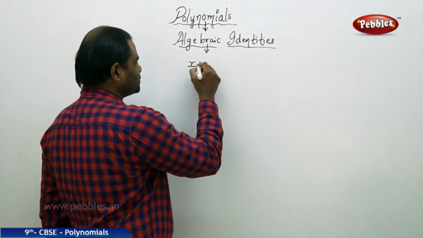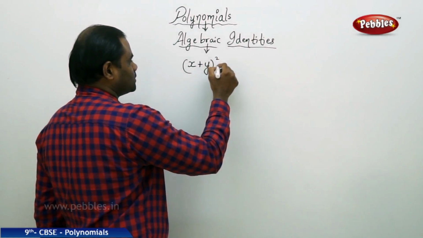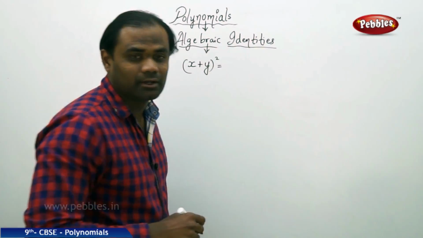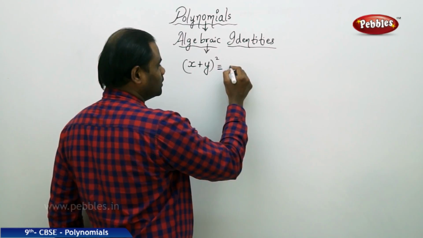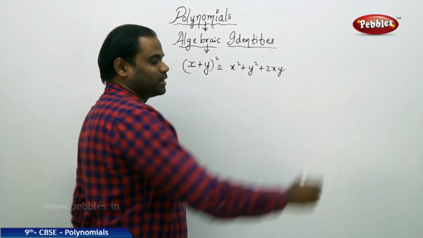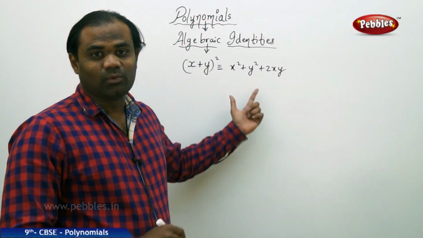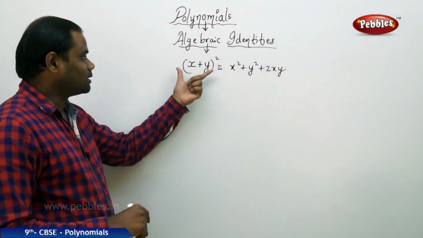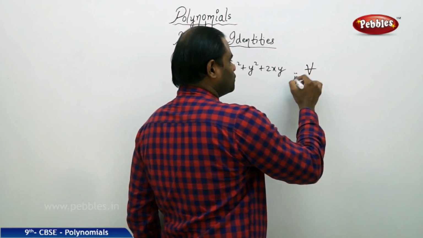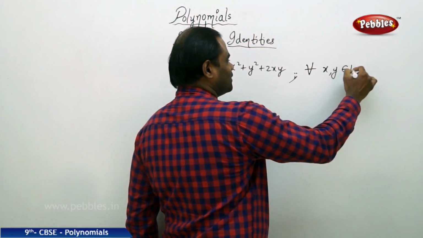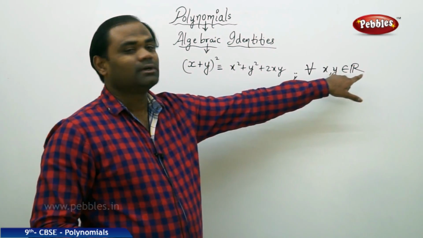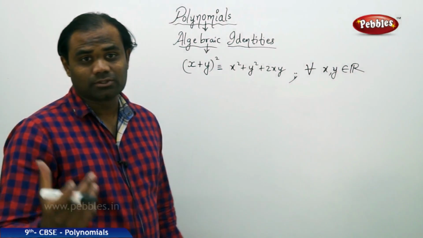The most important identity, as discussed in the lower classes, is that when I expand (x plus y) whole square, it must be universally equal to x square plus y square plus 2xy. This is identity number 1, and this is true for all x, y belonging to the real numbers. This holds true for any variable x and y belonging to the real numbers.